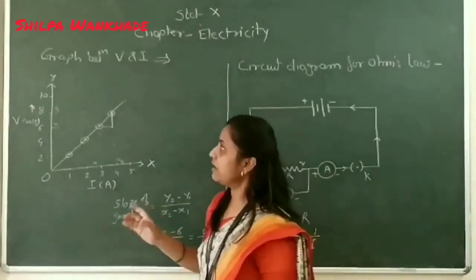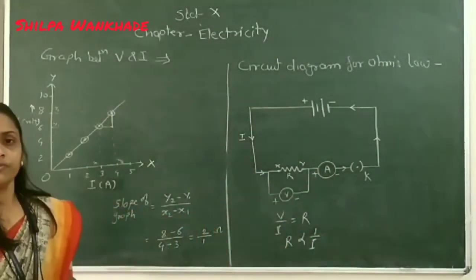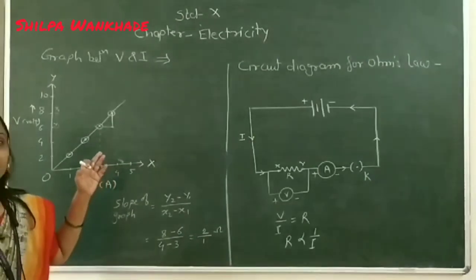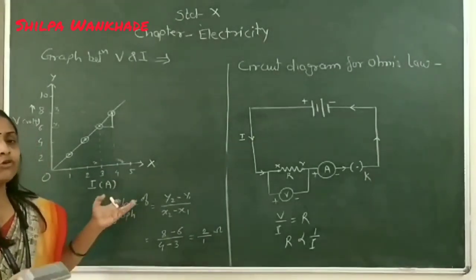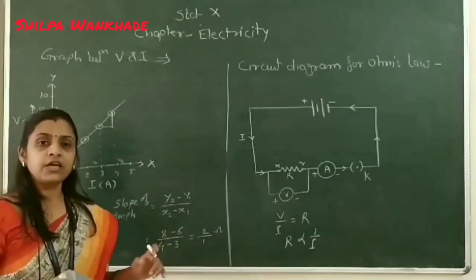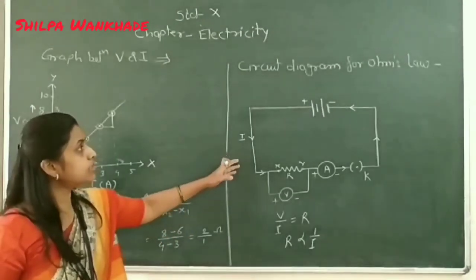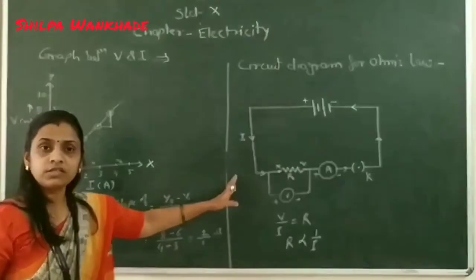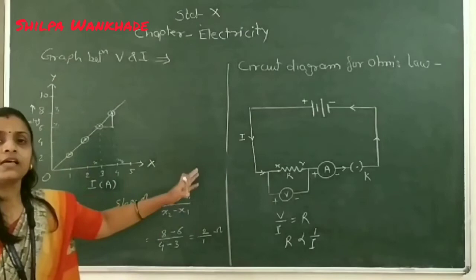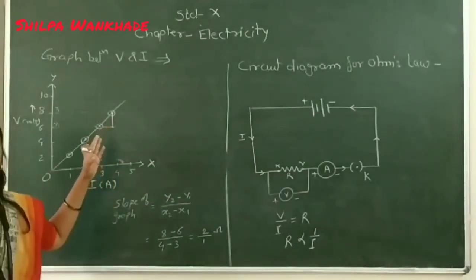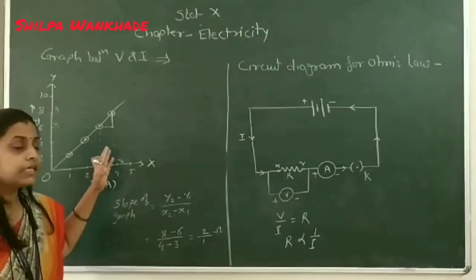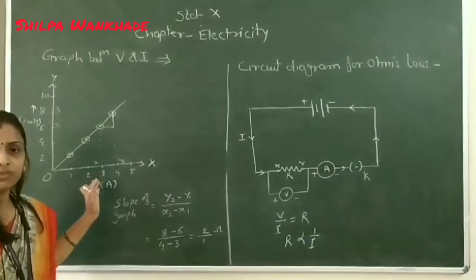So today we have seen what Ohm's law is, its mathematical expression, what we mean by resistance and its SI unit, how the circuit diagram is drawn for Ohm's law, and when we draw a graph between potential difference and current, what the nature of the graph is.